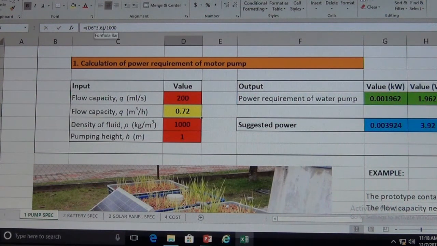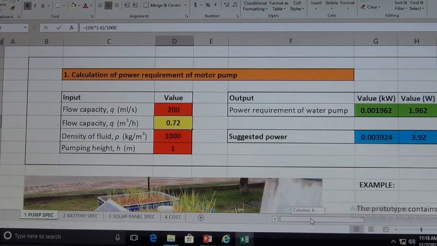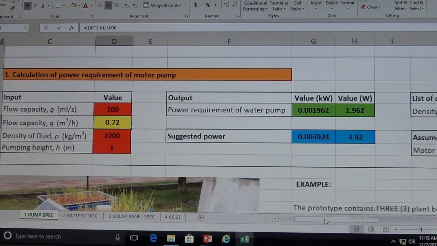So it's simply times 3.6 divided by 1000. This is the conversion factor from milliliter per second to meter cube per hour. So you get 0.72. This is just an example. From these parameters, the Excel will automatically calculate the power, the specification of the motor which will pump the water. The motor that we need is about 1.962 watts.